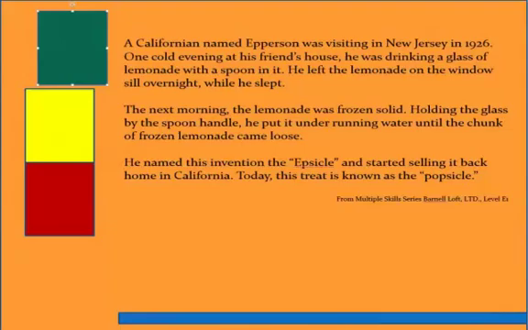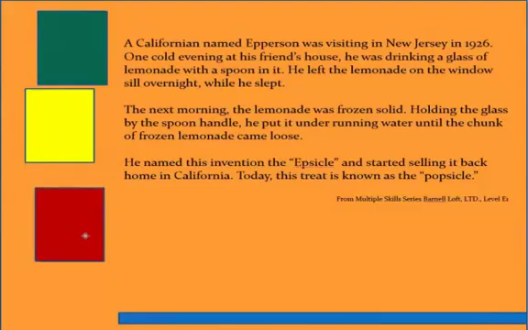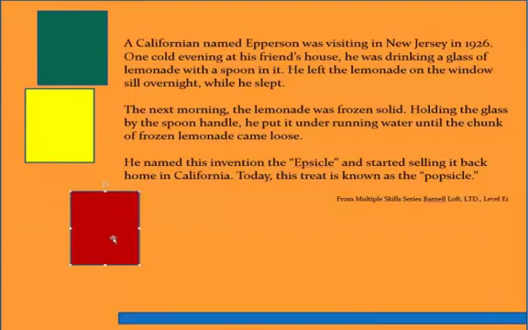And then what happened at the end? What happened during the red part? He named the invention Popsicle. And what do we know that invention as today? A popsicle. And so we can do things like that with it.